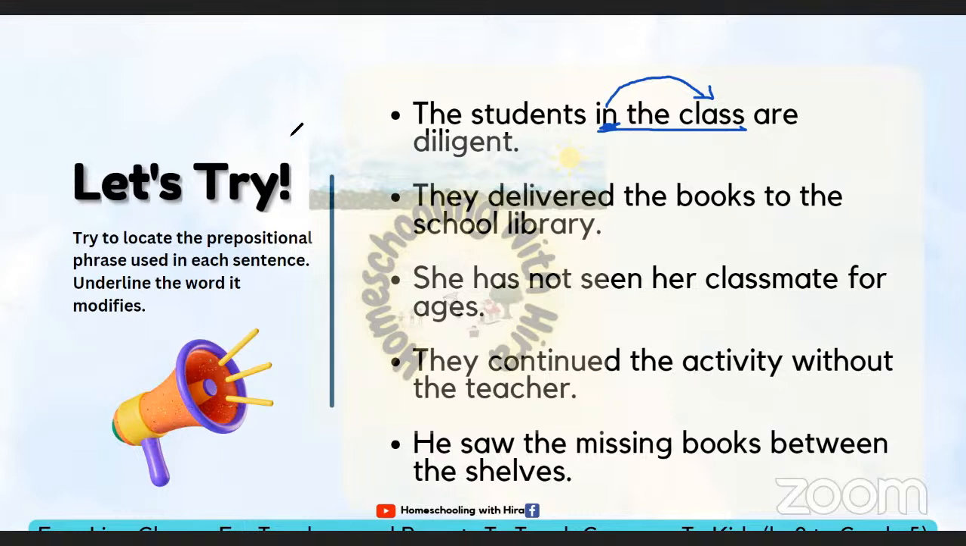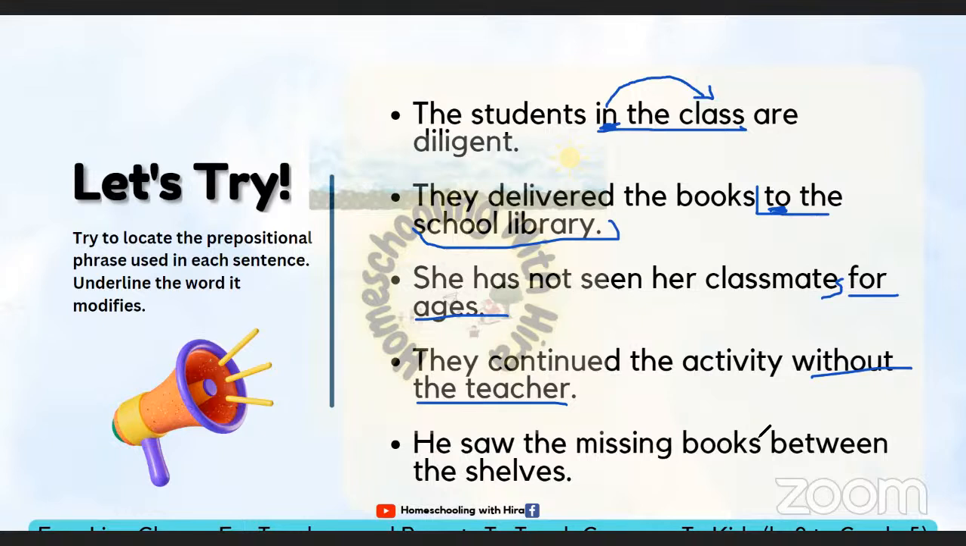Pardon for the disturbance. Okay. They delivered the books to the school. Okay, they delivered the books. Where is the preposition? To the school. So this whole from here till here will be a prepositional phrase. She has not seen her classmates for ages. For ages, prepositional phrase. They continued the activity without the teacher. Without the teacher. Okay. This is the prepositional phrase.